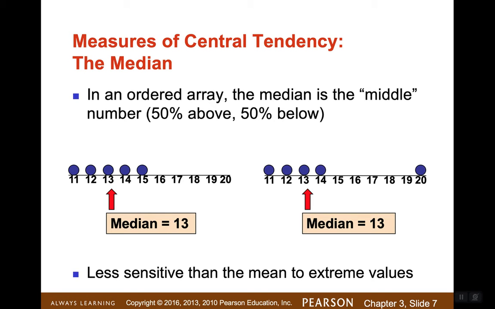So in the first case, we have 11 to 15, and the median is 13. But if I have the outlier, say I have that 20, my median is still 13. So it's less sensitive than the mean when we have extreme values. Once again, it's a matter of understanding the nature of the data we have and basically what the variability of our data is.